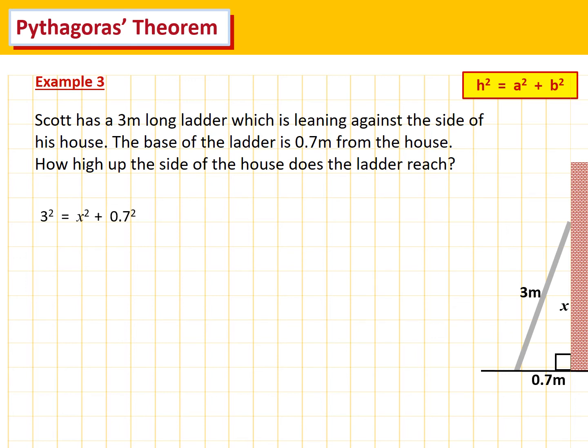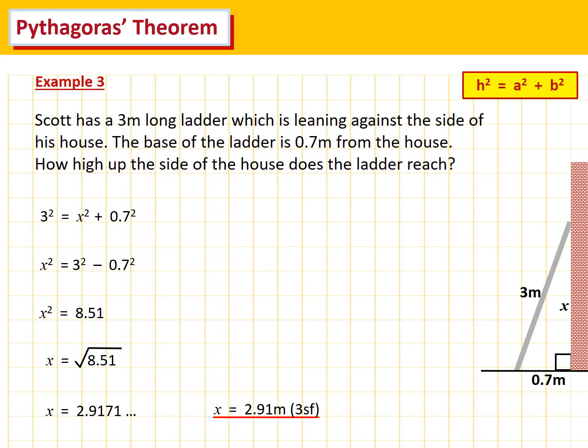So using Pythagoras, the hypotenuse is 3, so 3 squared equals x squared plus 0.7 squared. We subtract 0.7 squared from both sides. That gives us 8.51. We square root, use our calculator, and then we round off, in this case, to 3 significant figures.